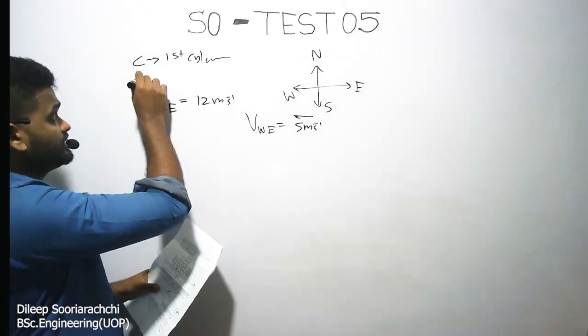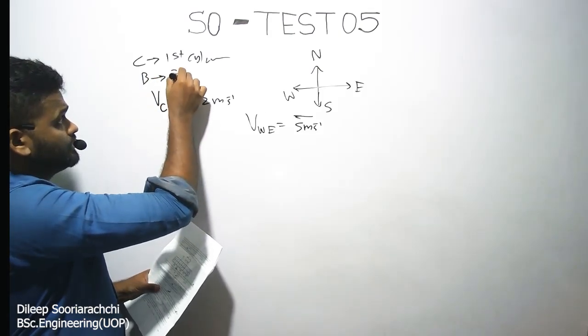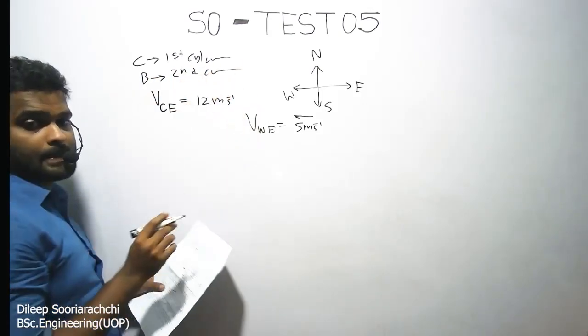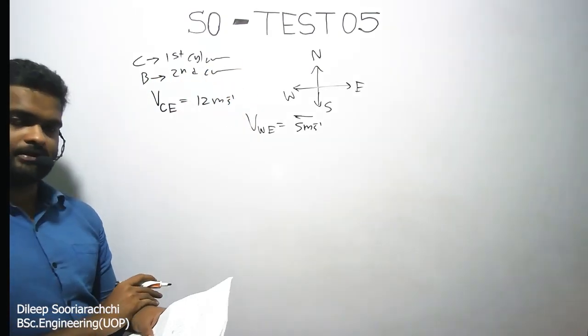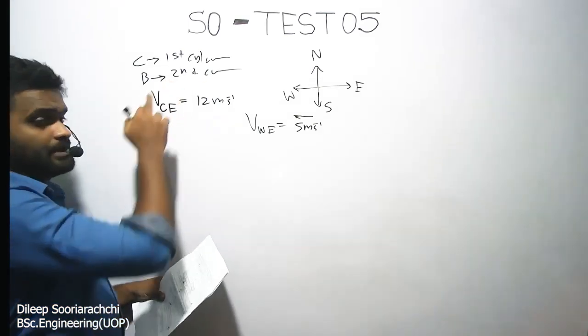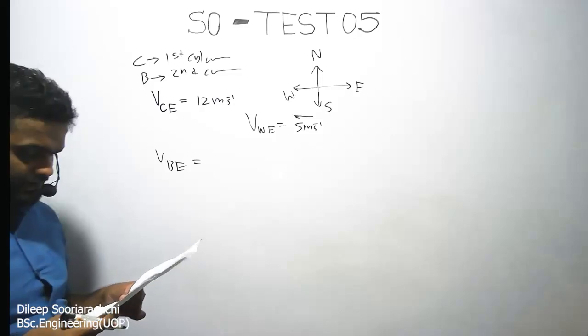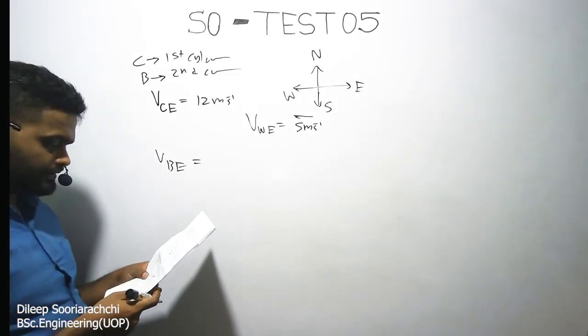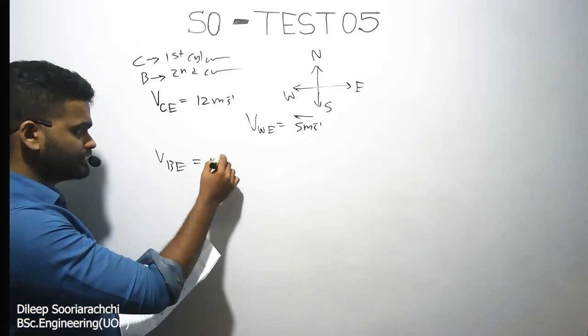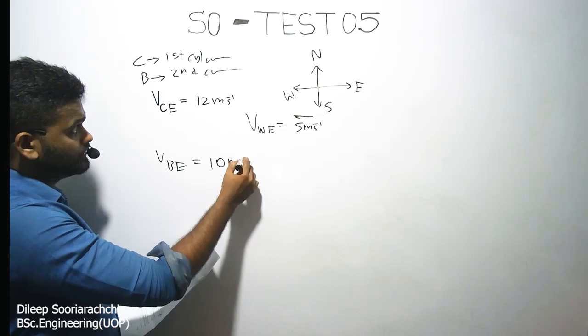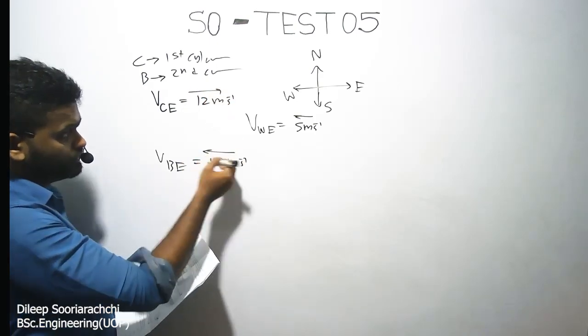Let's say that cyclist is capital B. So that is the second cyclist, right? Don't mix things up. So the second cyclist B, his relative velocity is 10 meters per second to west.